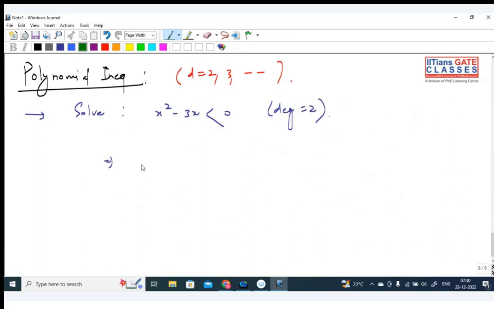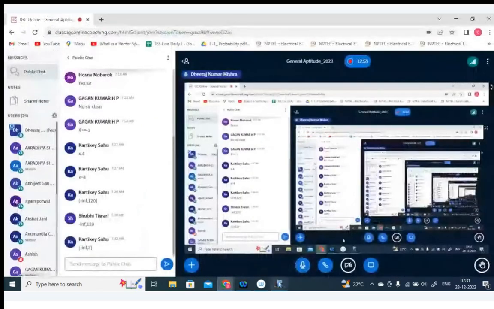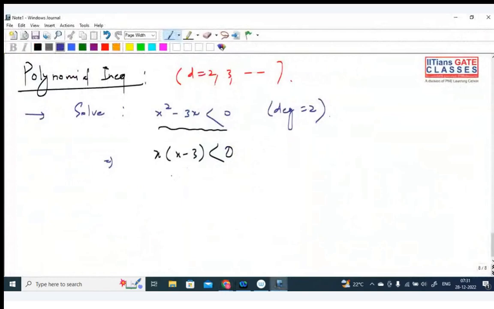Sometimes people solve by hit and trial method, right? So don't do that, just factorize this. So x you can take common, so x minus 3 is less than 0, and you know that overall expression will be negative, right? Overall polynomial should be negative. Those values of x you have to choose where the overall expression is negative.